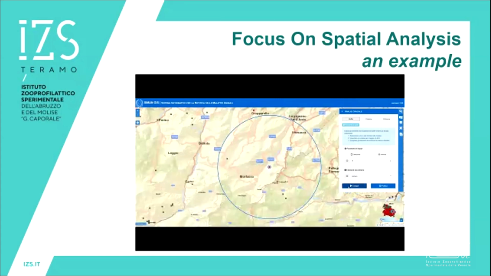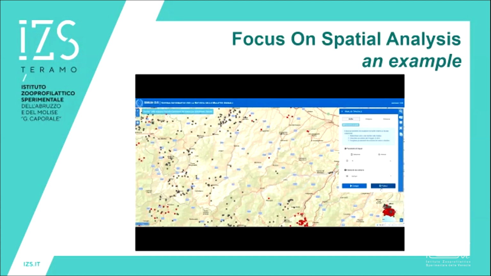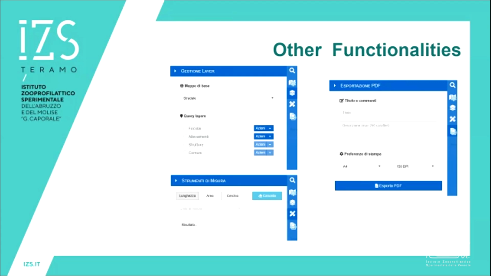So you can select all the elements of your interest, and this is the output of the selection of municipalities. Also the buffer, you can personalize the kilometers. And these are the other tools that I showed you previously. So other functionalities include some personalization, customization of the maps that you're going to see.